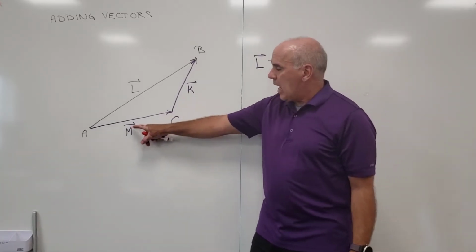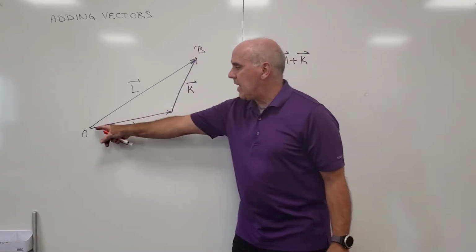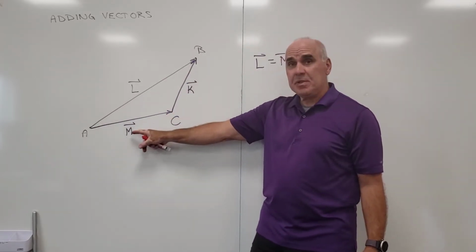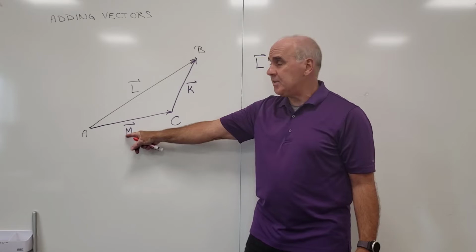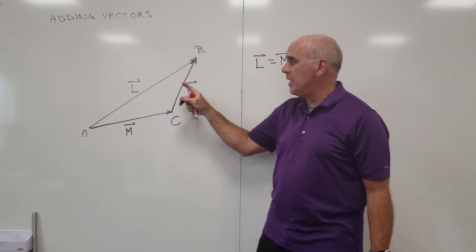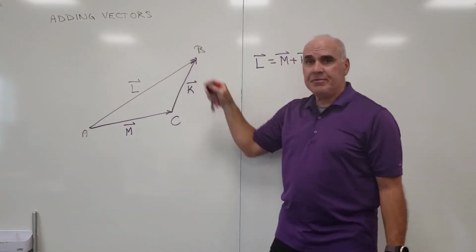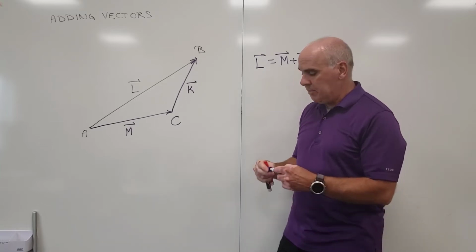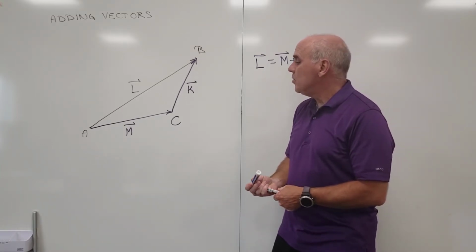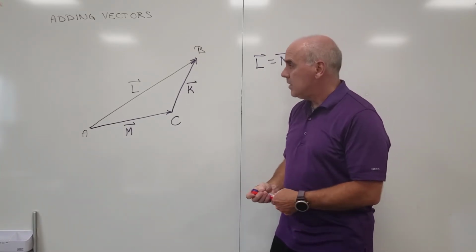Those vectors added together give me the same displacement. Let me call those displacement vectors. The displacement vector M plus the displacement vector K gives me the displacement vector L. So I end up at the same location, no matter which of those I've taken to get there.